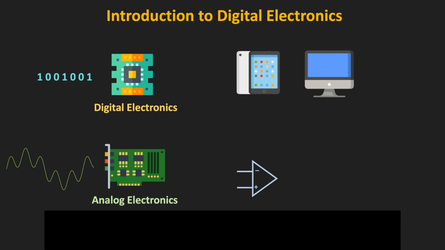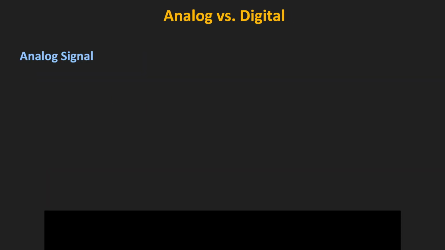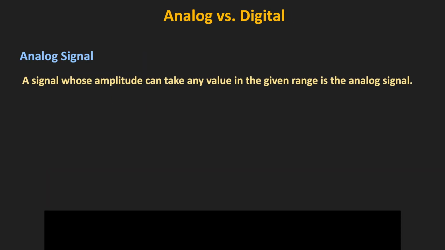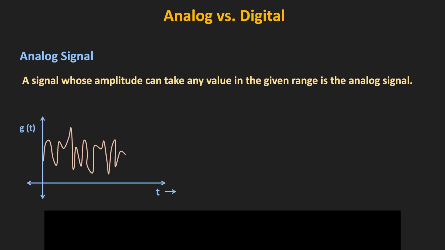Before understanding digital electronics, we should first be very clear about analog signals and digital signals. An analog signal is a type of signal whose amplitude can take any value in the given range. The voice signal is an example of an analog signal. Let's say we are looking at the signal at the output of some amplifier, which can take any value in the range of 0 to 10 volt. In the given range, this signal can take any value. That means there are infinite possibilities. Such a signal is called an analog signal.